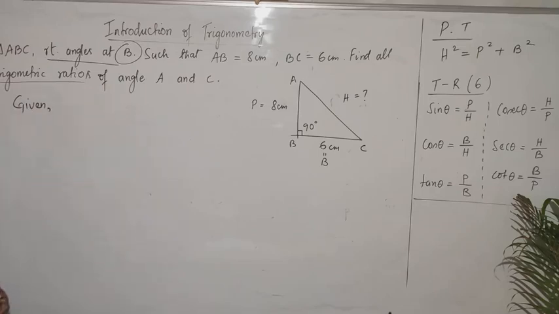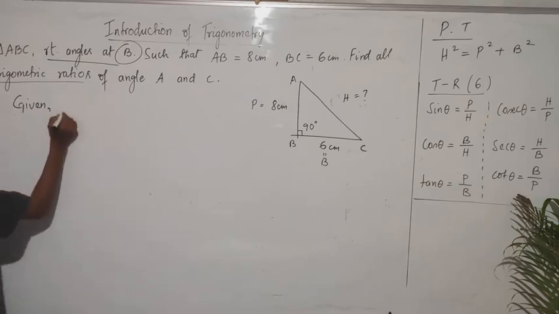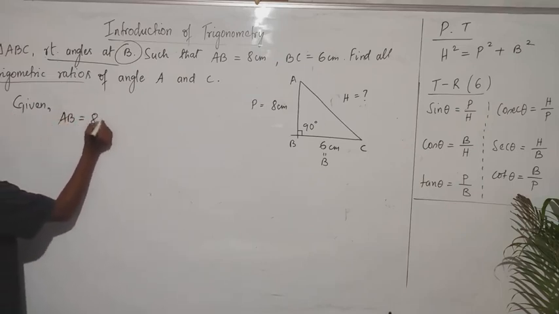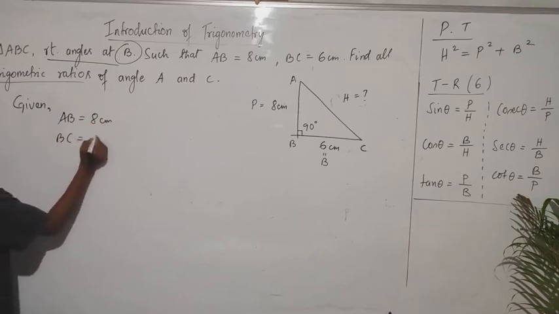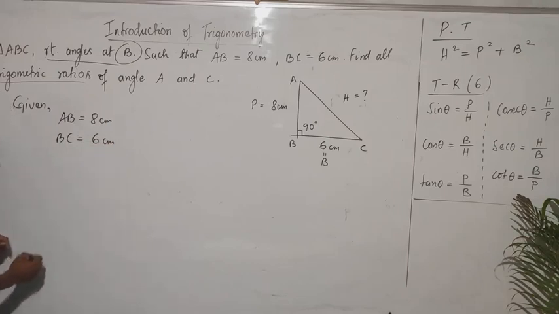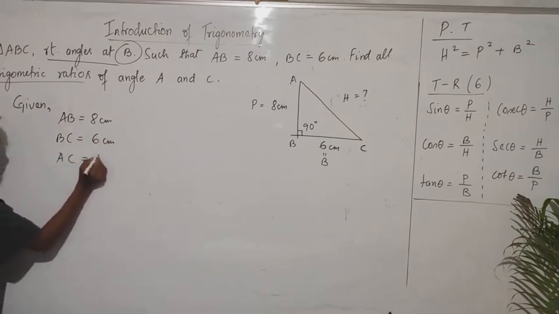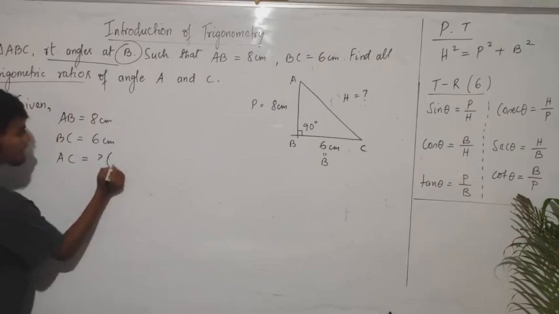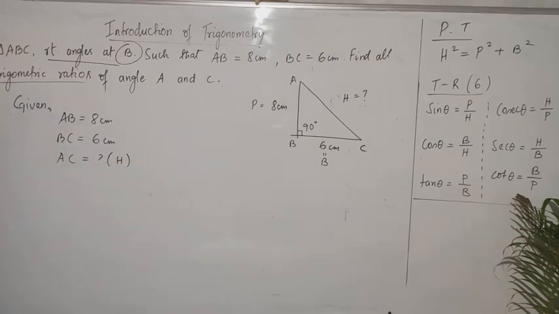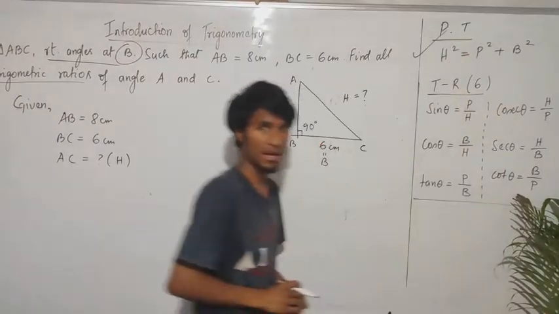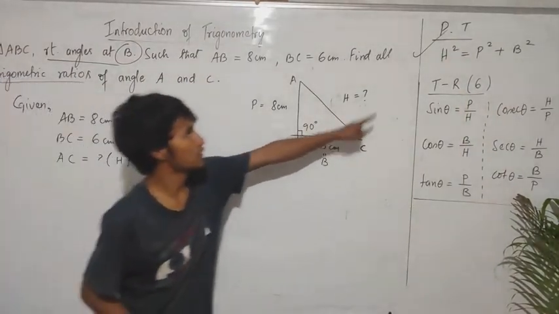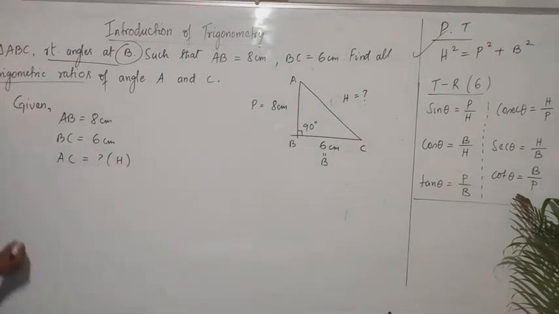Now the solution is given. If you don't understand, you can give a comment, then I will explain it. What is given here? Given AB is equal to 8 centimeter, BC is equal to 6 centimeter, but AC is unknown. We don't know it, so this will be H, the hypotenuse. To find this H, which formula do we use? Pythagoras. To find the value of H, we'll use the Pythagoras formula.